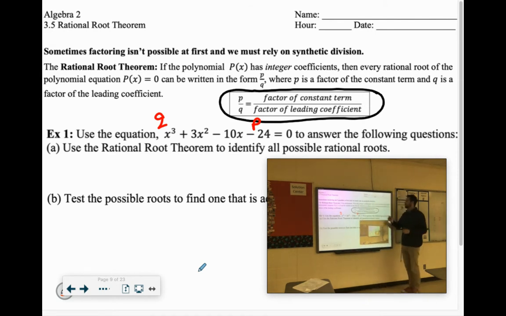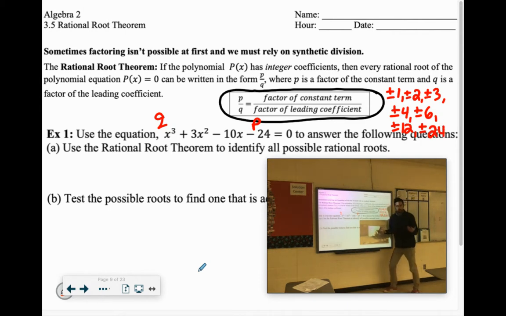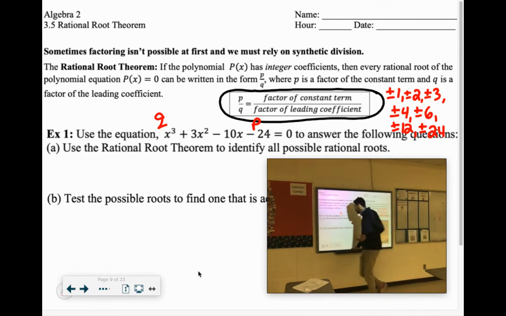But for factors of 24, it could be positive and negative 1, positive and negative 2, 3, 4, 6, positive and negative 12, and then positive and negative 24. Again, the denominator would be 1, so we don't need it. But each one of these numbers is really 2 different zeros that we can test out. So 2, 4, 6, 8, 10, 12, 14. We have 14 possible zeros to check.